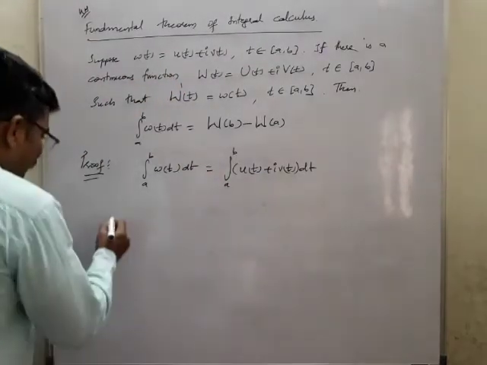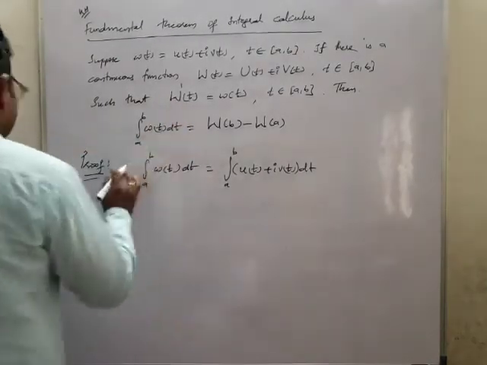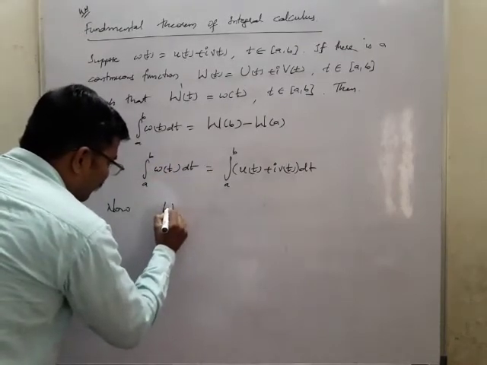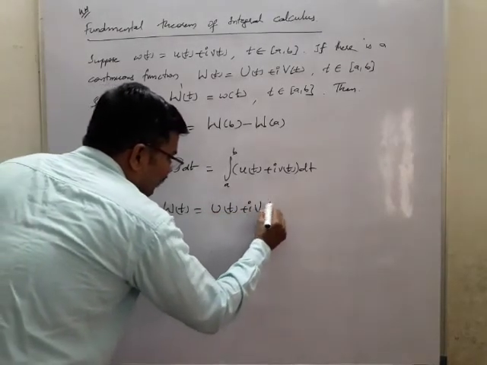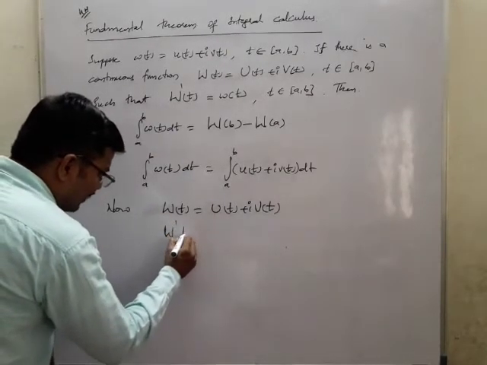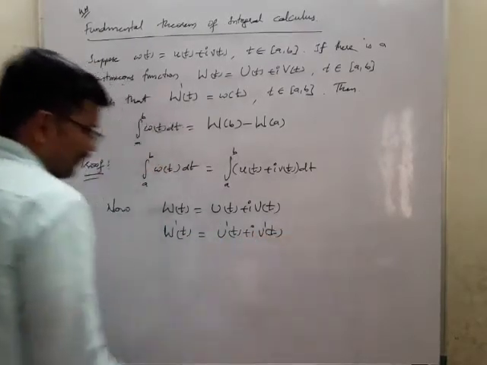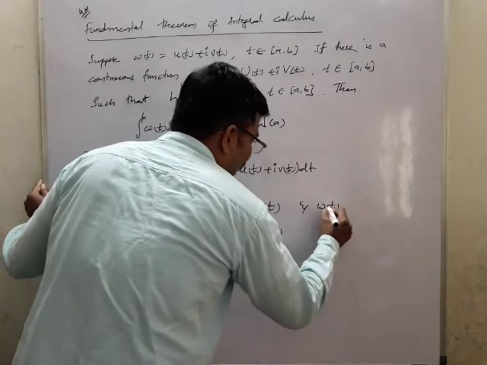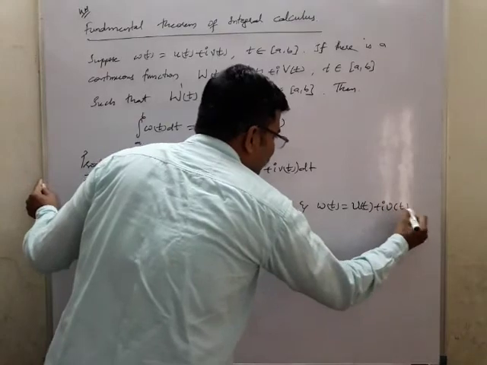Now what is W'(t)? I may write capital W(t) = u(t) + i v(t), and if I take the derivative, W'(t) = u'(t) + i v'(t). This is W'(t), and small w(t) = u(t) + i v(t). Now this is what we have.